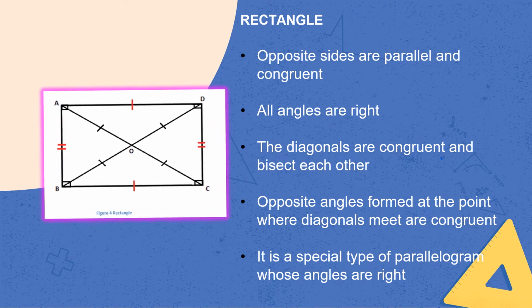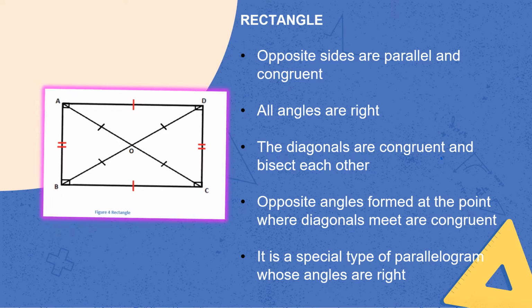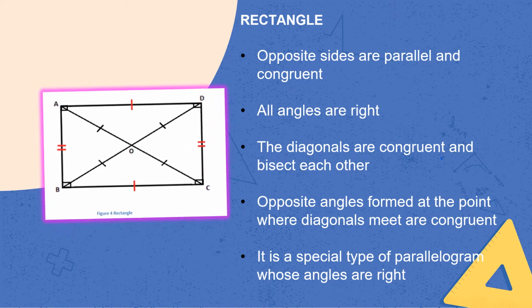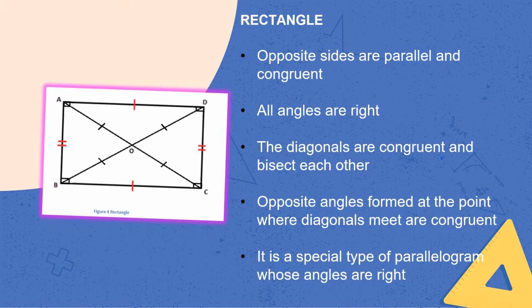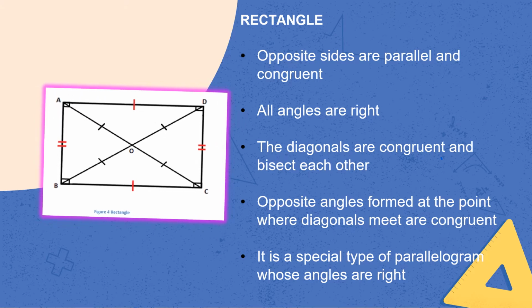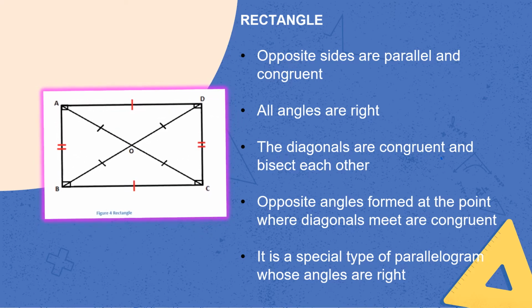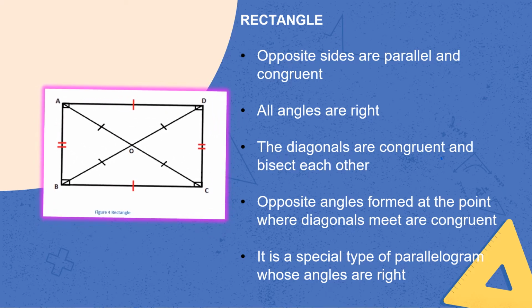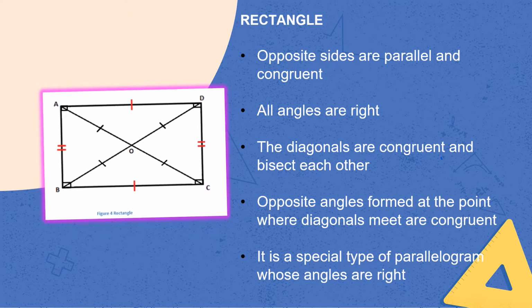A rectangle. Opposite sides are parallel and congruent. All the angles are right. The diagonals are congruent and they bisect each other. Opposite angles formed at the point where diagonals meet are congruent, and it is a special type of parallelogram whose angles are right.